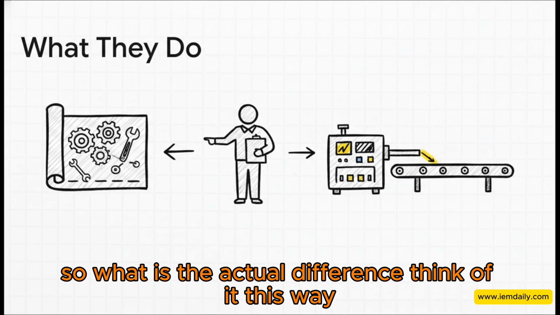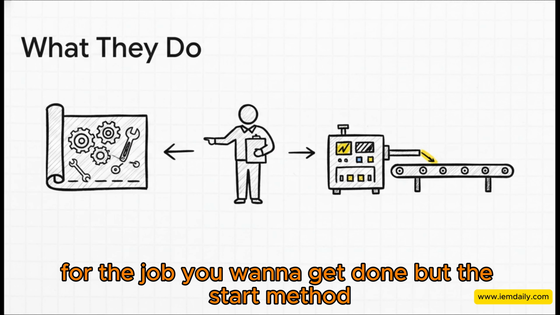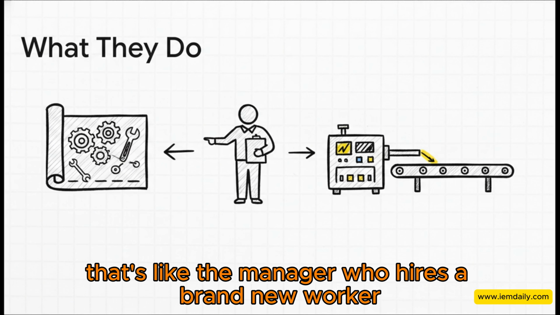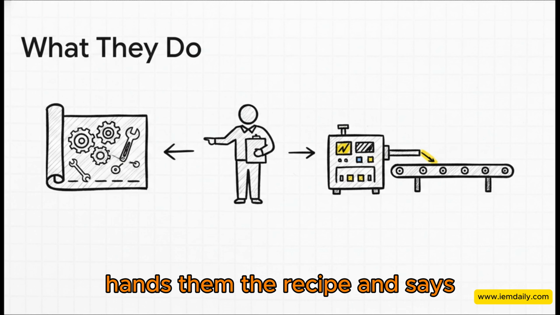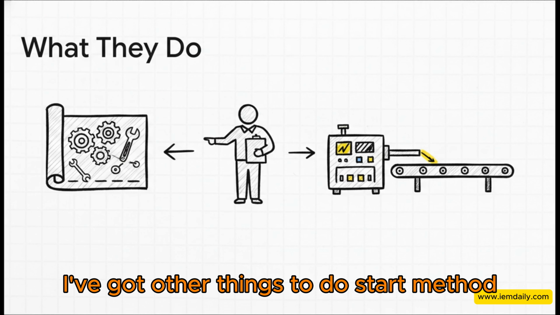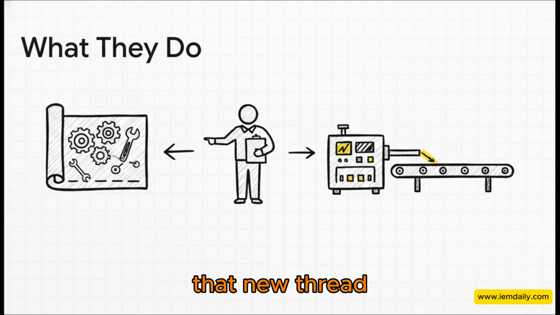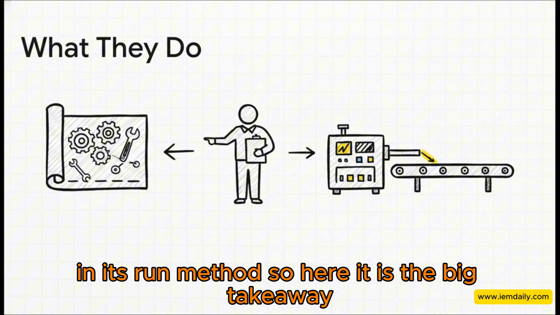So what is the actual difference? Think of it this way. The run method is like the recipe. It's the list of instructions for the job you want to get done. But the start method, that's like the manager who hires a brand new worker, hands them the recipe and says, go do this job on your own time. I've got other things to do. The start method is what actually creates that new separate worker, that new thread, and then tells it to follow the instructions in its run method.